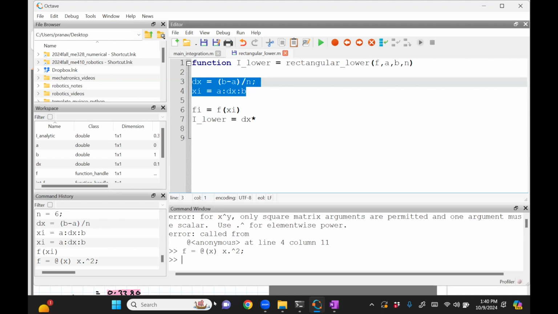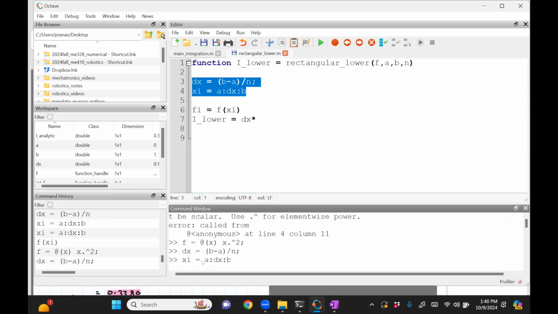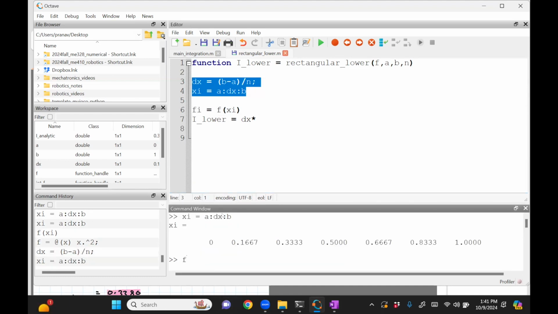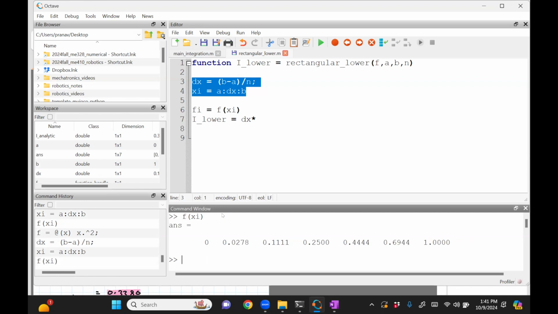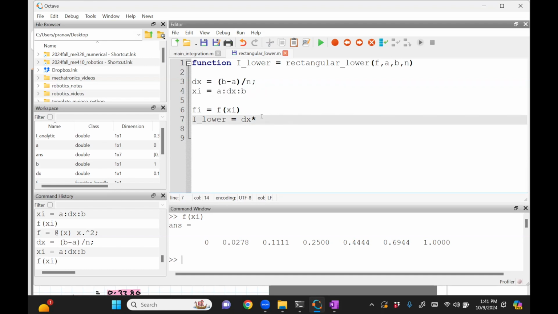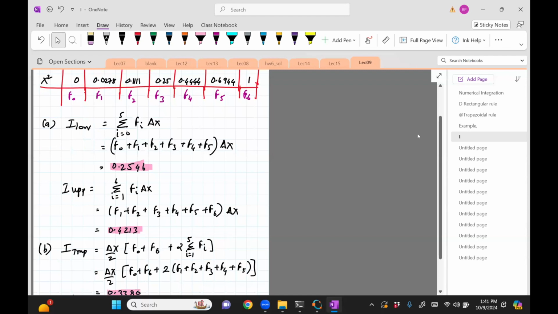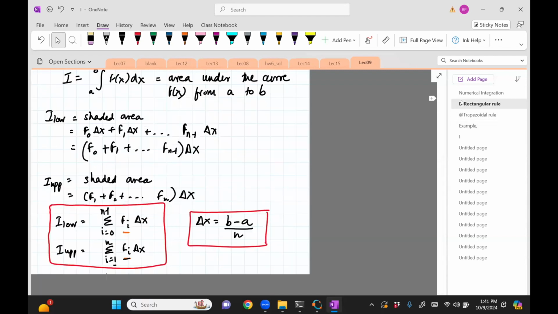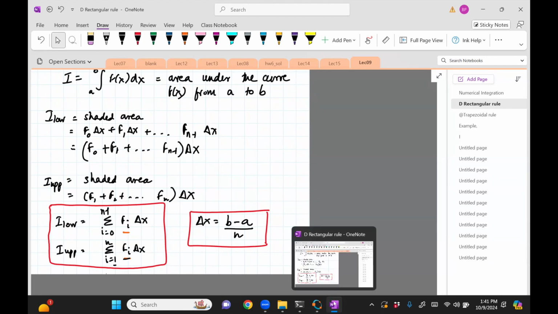Okay, and now f of xi. Okay, so it worked now. So you can check these values, exactly the values I have in the table. Okay, now that I've got x, now we just use the formula. The formula being, when I did this for the rectangular rule, it was basically summation from 0 to n minus 1. So I need to go all the way till n minus 1.